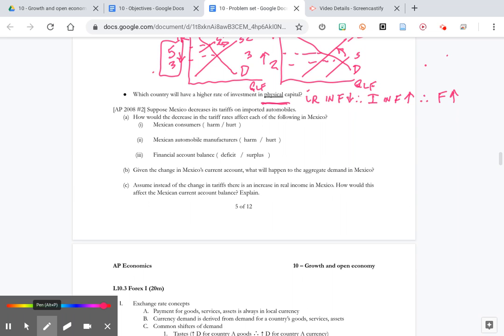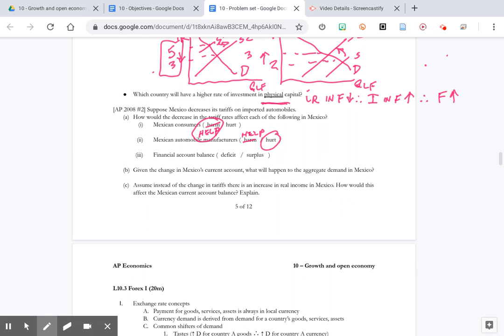So it's going to, and then this is silly. This says harm hurt, so I should probably fix that. Why don't we say help hurt? I clearly made a mistake here. And help. So I gotta fix that. But it's going to help the Mexican consumers because now the cars are cheaper. What about the Mexican automobile manufacturers? Well, the Mexican car manufacturers are going to be hurt. And they're going to be hurt because they're going to have more competition from imported cars.